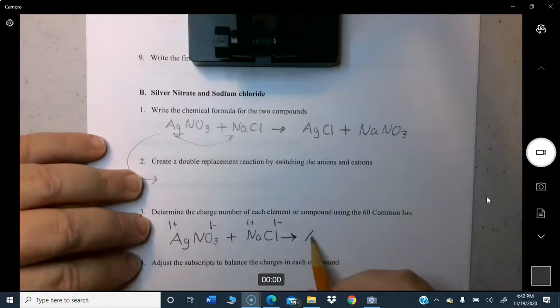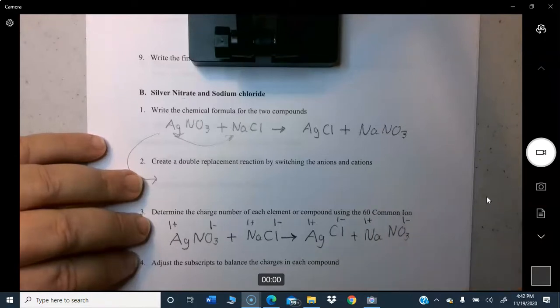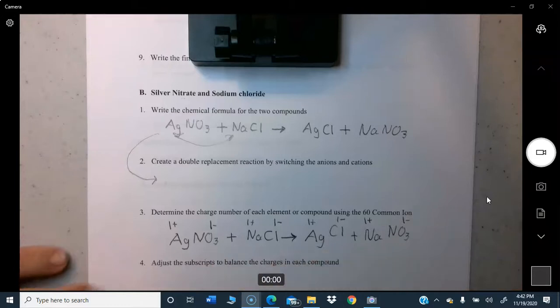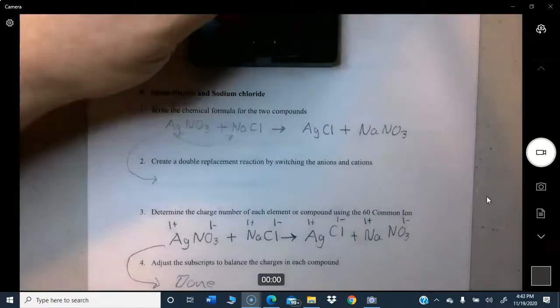Okay, now we have Ag 1+, Cl 1-, charge balanced. Na 1+, and NO3 1-. So everything's charge balanced. You don't need to do anything with the subscripts. They are ready to go. So we've basically taken care of that. That's done. Didn't need to be done.